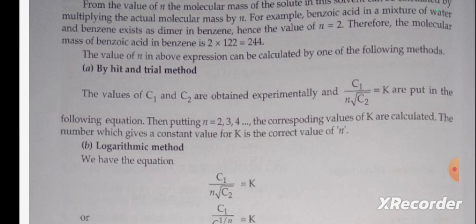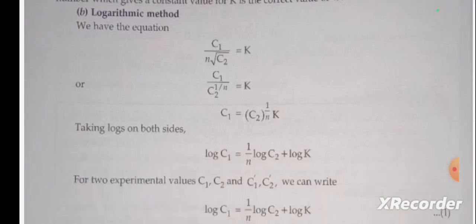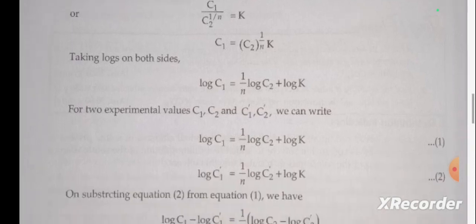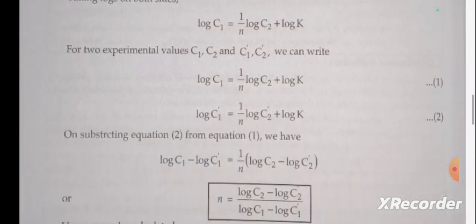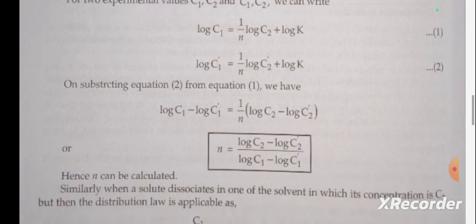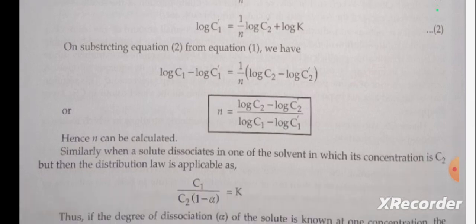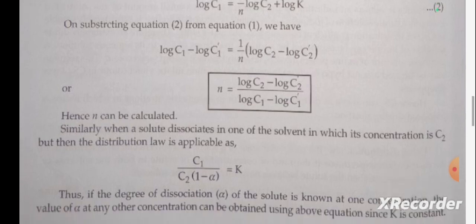Logarithmic method. We have the equation C1/(n-th root of C2) = K. C1/C2^(1/n) = K. C1 = C2^(1/n) K. Taking log on both sides, log C1 = (1/n) log C2 + log K. Putting experimental values C1, C2 and C1', C2', we can write equation 1: log C1 = (1/n) log C2 + log K, and equation 2: log C1' = (1/n) log C2' + log K. On subtracting equation 2 from equation 1, we have log C1 - log C1' = (1/n)(log C2 - log C2'). So n = (log C2 - log C2') / (log C1 - log C1'). Hence, n can be calculated.